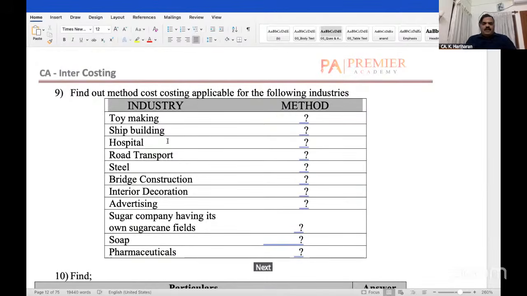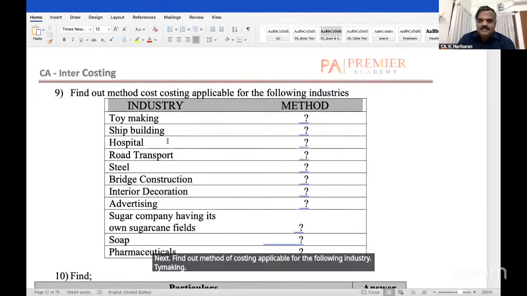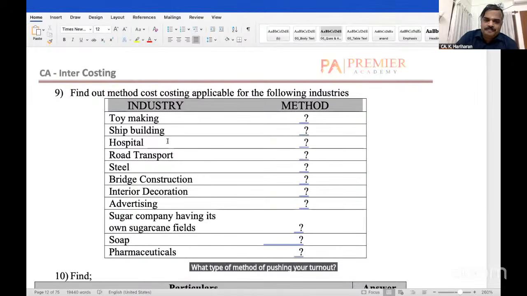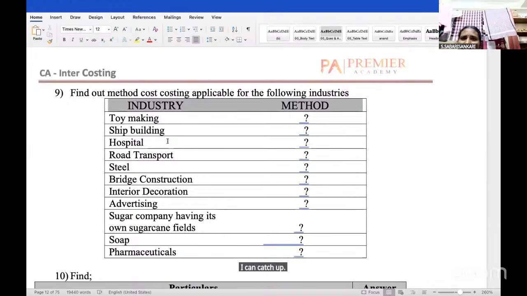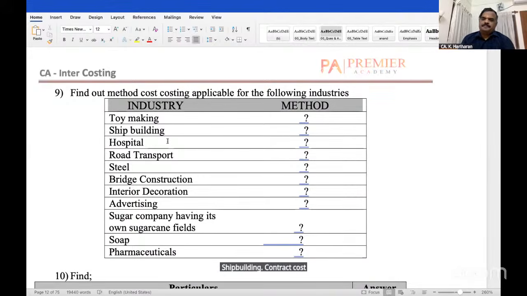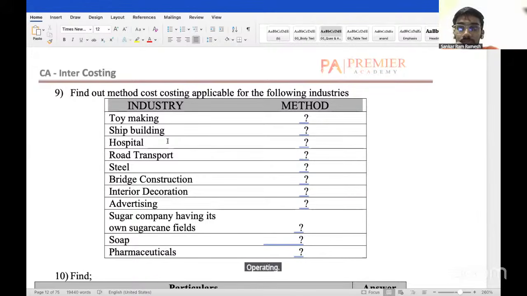Next, find out the method of costing applicable for the following industry. Toy making. What type of method of costing you have to adopt? Batch costing. You can call it a batch cost. Shipbuilding. Contract costing. Hospital. Operating costing, also called service sector costing.